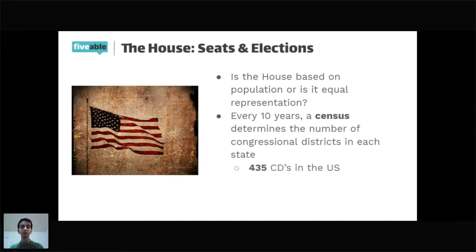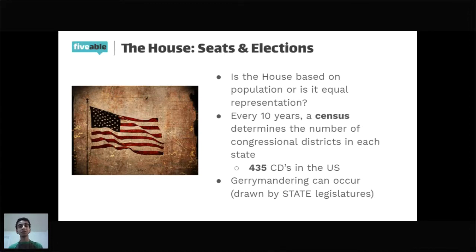So there are 435 congressional districts in the United States, which is why there are 435 representatives in the House. And gerrymandering is something that can occur. Gerrymandering is when the state legislature draws lines unfairly to benefit a certain political party. In truth or in morality, that's not supposed to happen. However, it does, because the lines are drawn by state legislatures, which can be Republican or Democrat, and often the drawing of lines favors the party that's in control of the state legislature. So that's something that you can pay attention to even within your state.